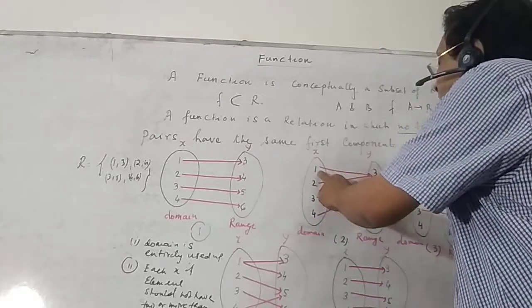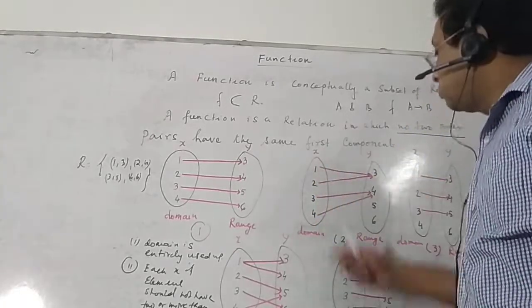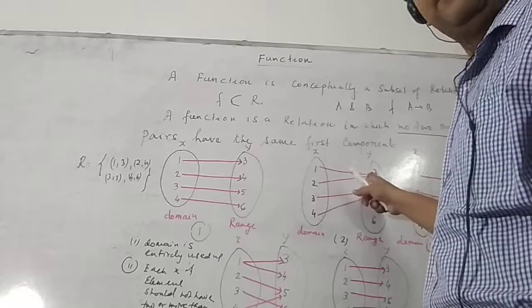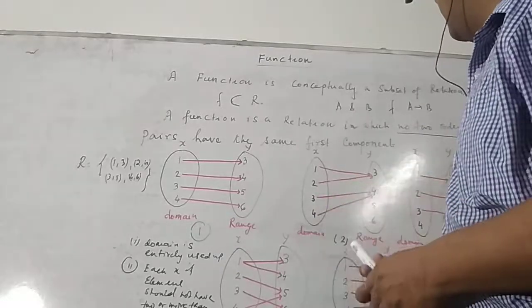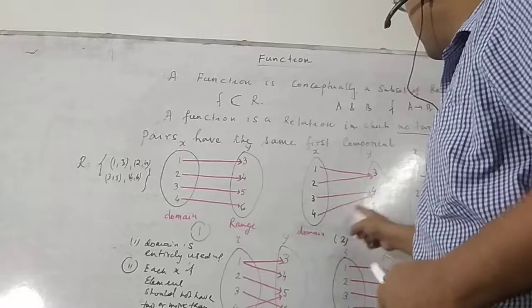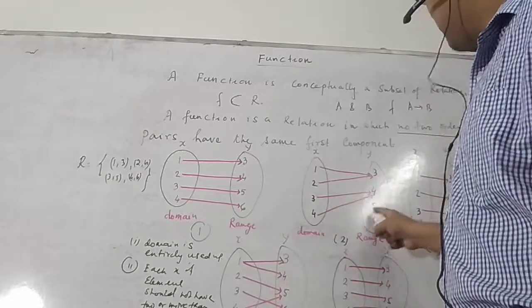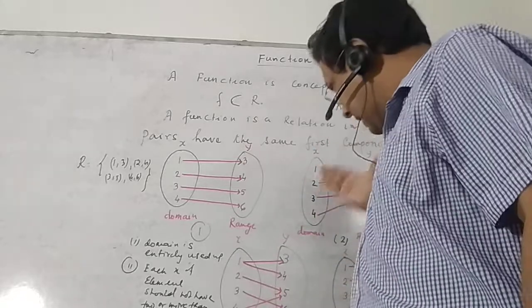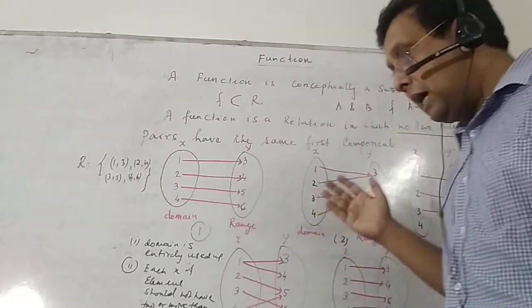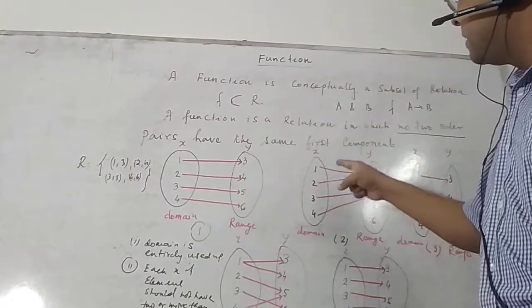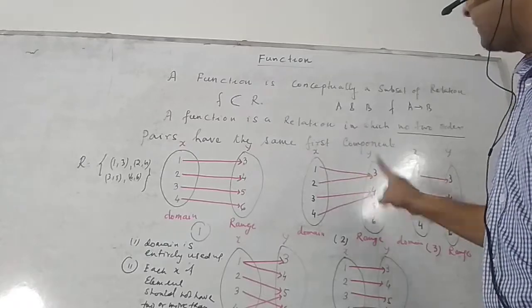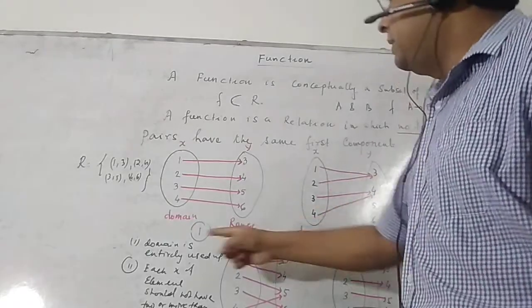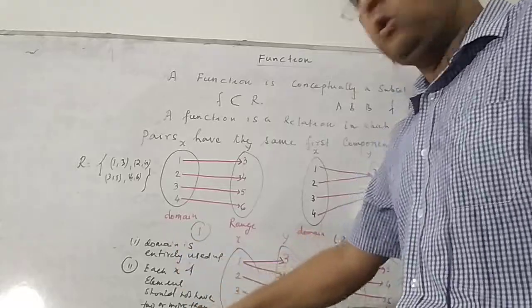Here actually 1 has formed with 3, 1, 3. So 2 also has images in 3. So 1, 3, 2, 3, and then 3, 4, and 4, 4, and these 5 things are not used up. Now the question is, this relation, can I say it's a relation? It's a relation. See, here whatever we are seeing, that these two conditions are getting satisfied or not.